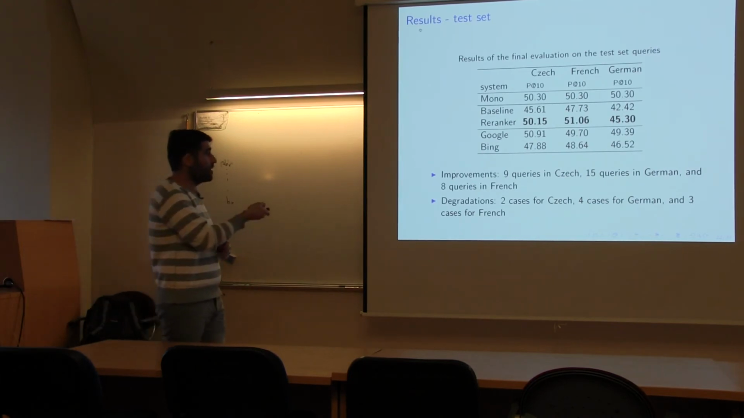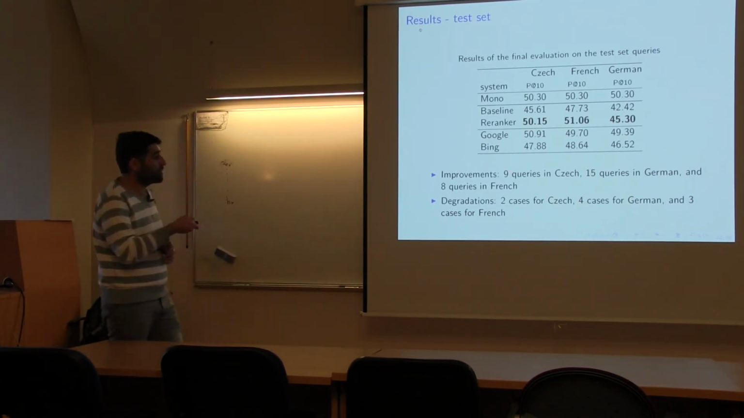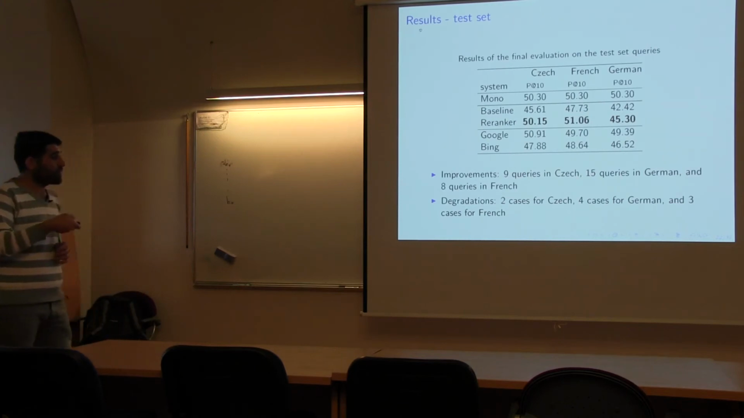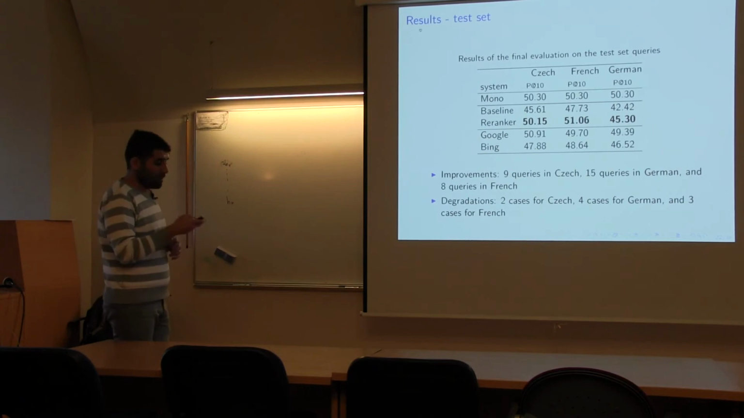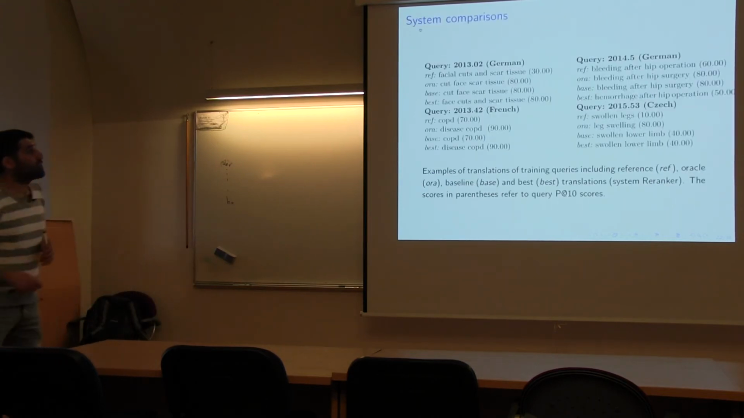In general, we have here 9 queries improvement in Czech, 15 queries in German, and 8 queries in French, and we have some degradation. So I will show you some examples here.